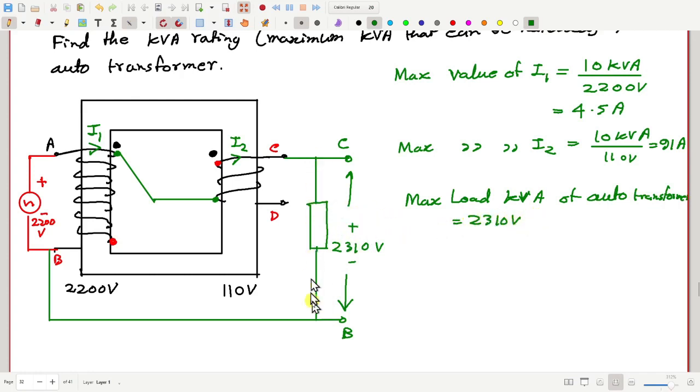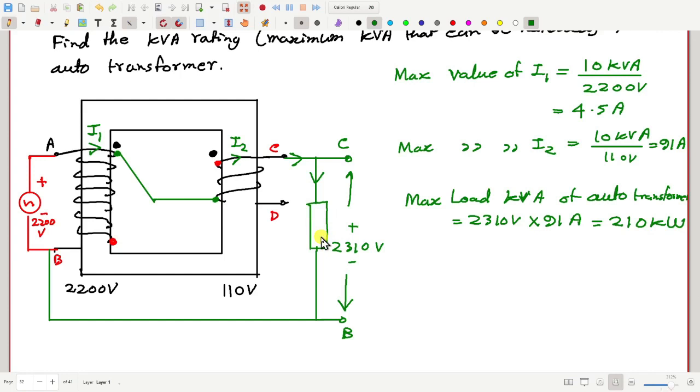That's the maximum voltage we can have here, multiplied by how much current this load can have, that is the same as I2. This same current I2 flows here, so that is 91 ampere, which is equal to approximately 210 kVA. So that means this load can get 210 kVA. That much kVA can be handled.